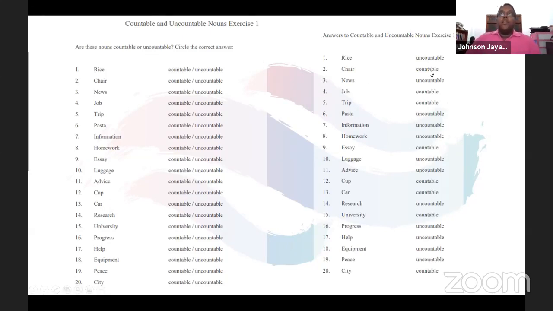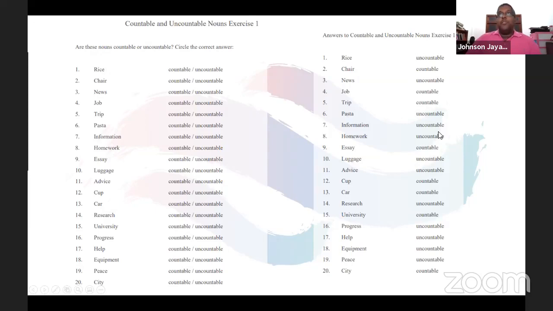Chat, it's countable. News, uncountable. You can't count news. You could say a piece of news, then yes, it becomes countable, but not in this case, okay? On its own, no. Job is countable. You can have one job or two jobs. A trip is countable. You can go on one trip or two trips or even several trips.